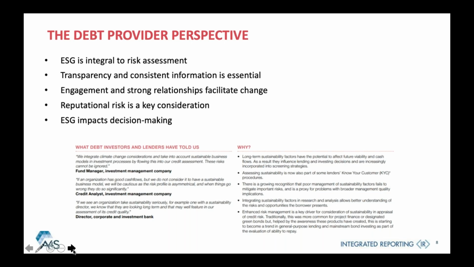They're doing it because they recognise that poor sustainability credentials can be indicative of problems in broader management quality. They're doing it because they know that long-term sustainability factors have the potential to affect future viability and cash flows. And also they're doing it because they recognise there can be reputational risks associated with providing debt to sectors such as arms or tobacco or coal.